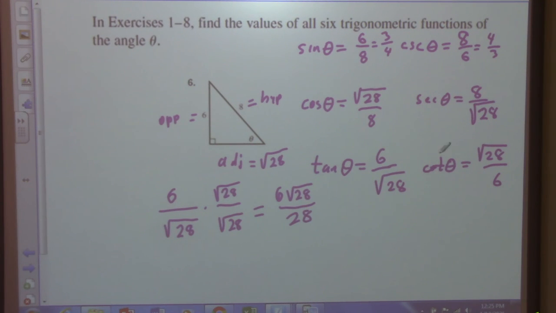But to me this right here is a perfectly fine answer, 6 over square root of 28. But sometimes you'll see what they call rationalized. Have you ever seen that before? To get the radicals out of the denominator. All right, very good.